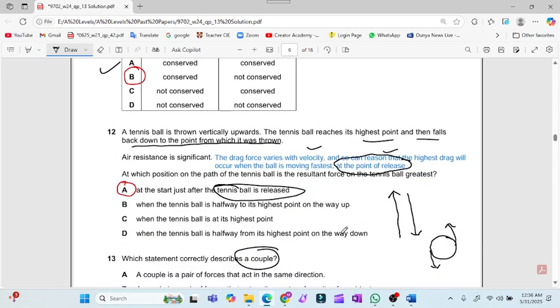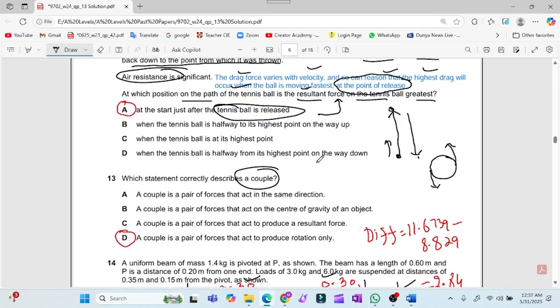Now the next question is related with a tennis ball thrown vertically upward. The tennis ball reaches its highest point and then falls back to the point from where it was thrown. So the initial and final point will be the same, but air resistance is significant. He is asking at which position on the path of the tennis ball the force is the greatest. The drag force varies with velocity. So the highest drag will occur when the ball is moving fastest, and the ball is moving fastest when it is just released from your hand. So just after the tennis ball is released, the force will be greatest. So for question number 12, option A is the valid option.